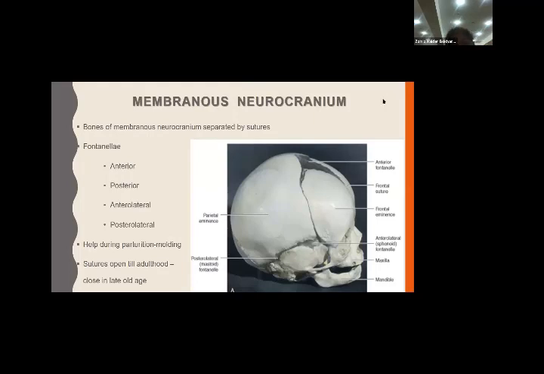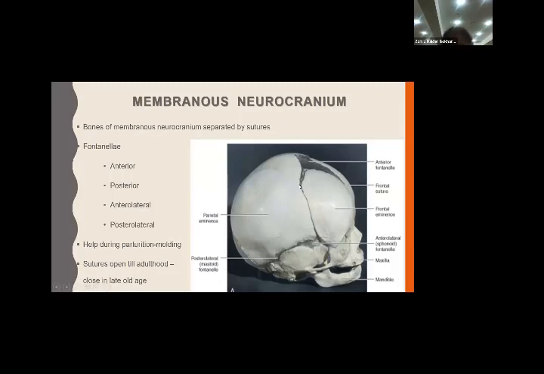Now, the bones of the vault of the skull are formed from the membranous neurocranium. But remember one thing: these bones of the vault of the skull approach each other but do not fuse with each other. They are connected by fibrous connective tissue, and between them you have sutures. But there are places in the skull where the bones don't even approach each other, and gaps remain between them. These gaps are filled simply by connective tissue membranes. Bones do not approach each other.